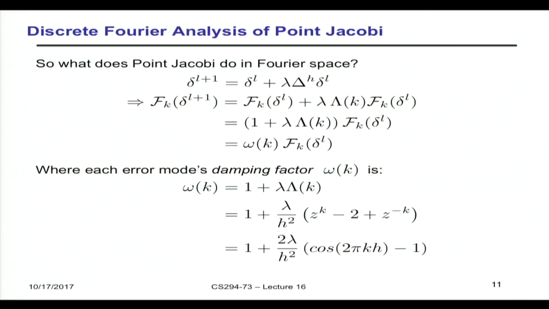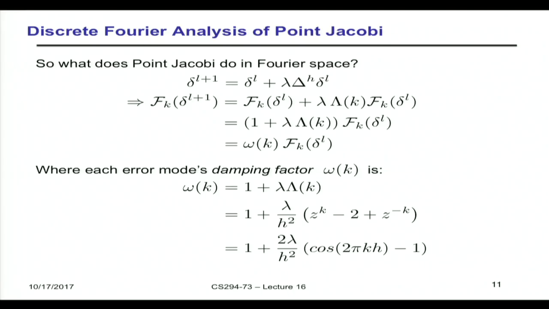OK, so let's see what happens to our point Jacobi correction equation. So here again, we're relaxing. Take the Fourier transform of everything. It's linear, so the only thing that pops out is this one factor here, lambda k, which is now a factor of the wave number. So this shows you immediately that our damping effect is wave number dependent.